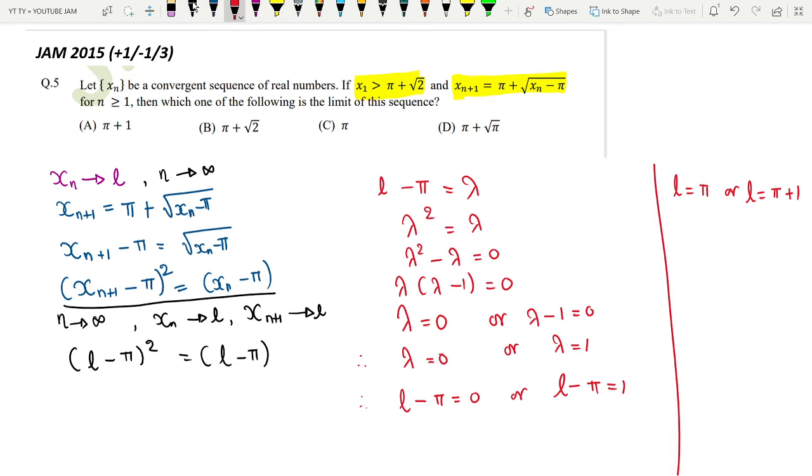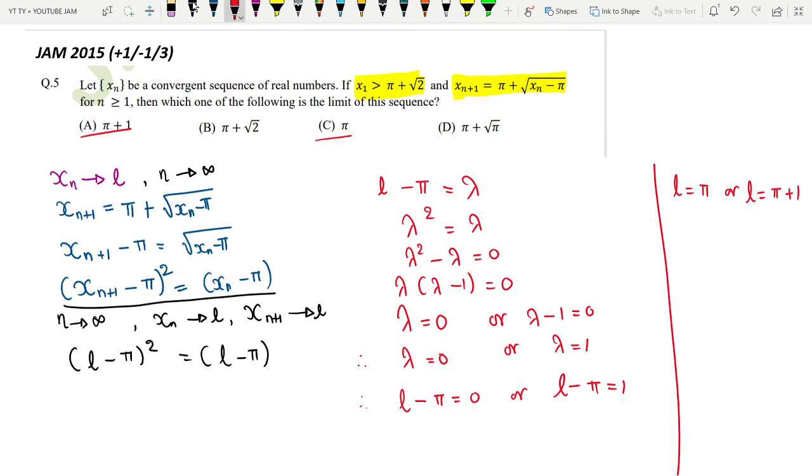Right? So from these options, what is correct? If I see the options, both are given. If I was lucky, only one of them would have been given and I would have ticked that. But I'm unlucky over here. Both the options are given.